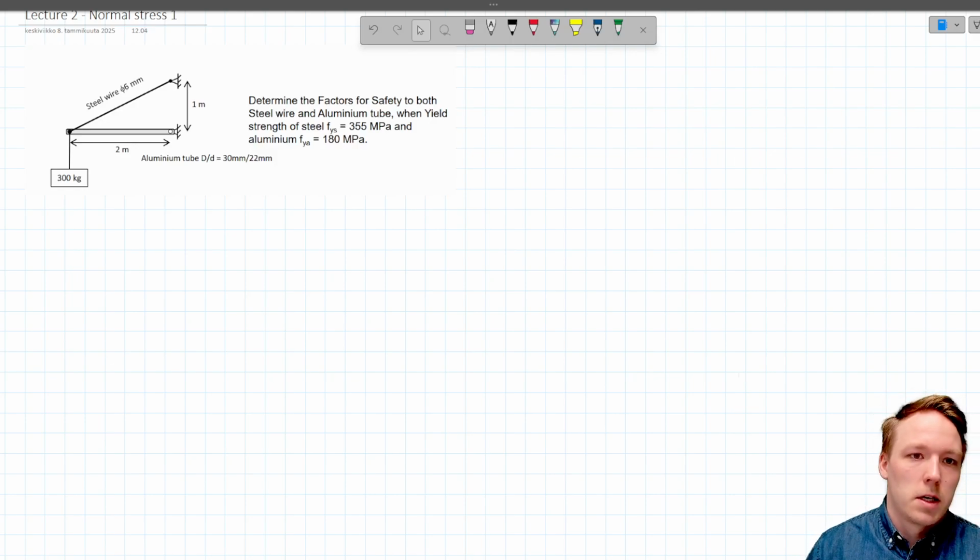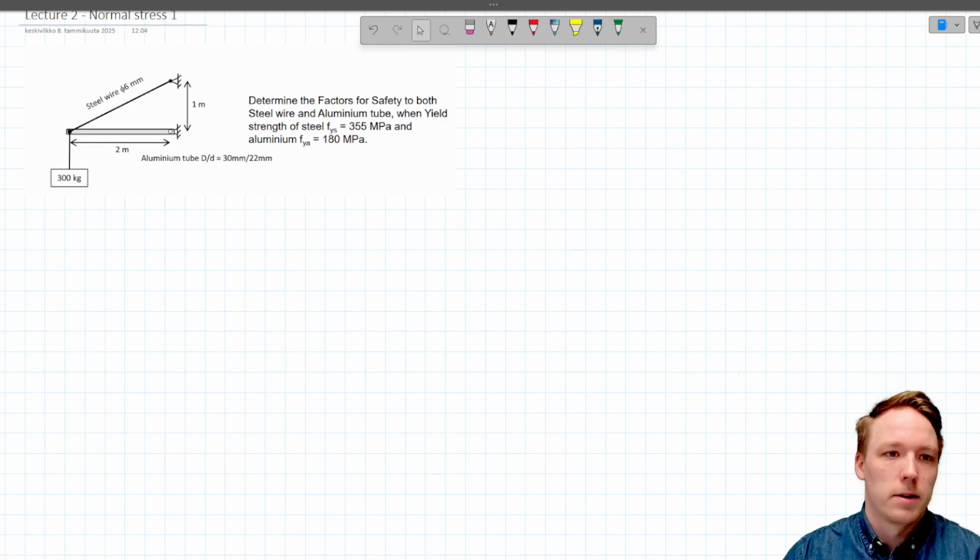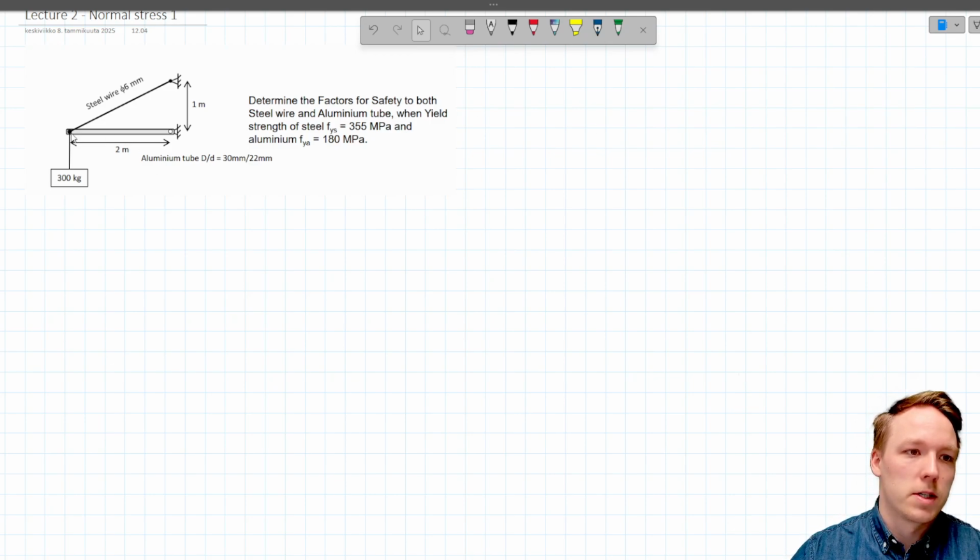Alright, let's do a basic example of normal stress. So we have a structure where there is an aluminium bar and a steel wire that is supporting the aluminium bar. At the end of the bar there is 300 kilograms of weight. The task is to determine the factors of safety for both the steel wire and the aluminium tube when the yield strength of steel is 355 megapascals and the yield strength of aluminium is 180 megapascals.